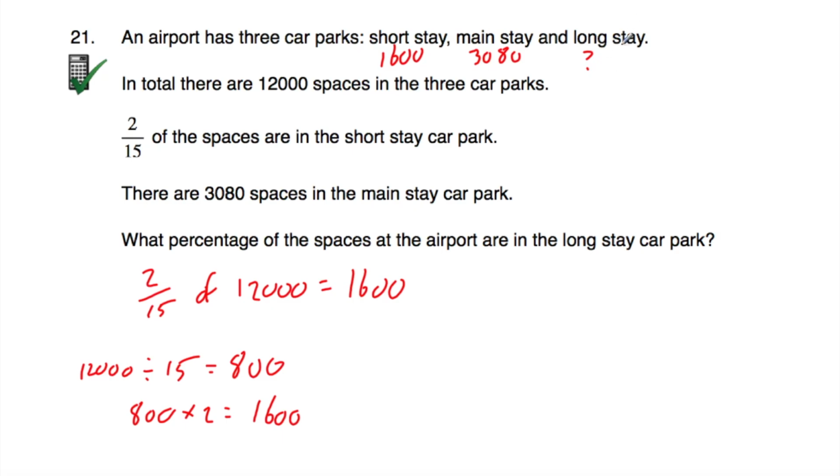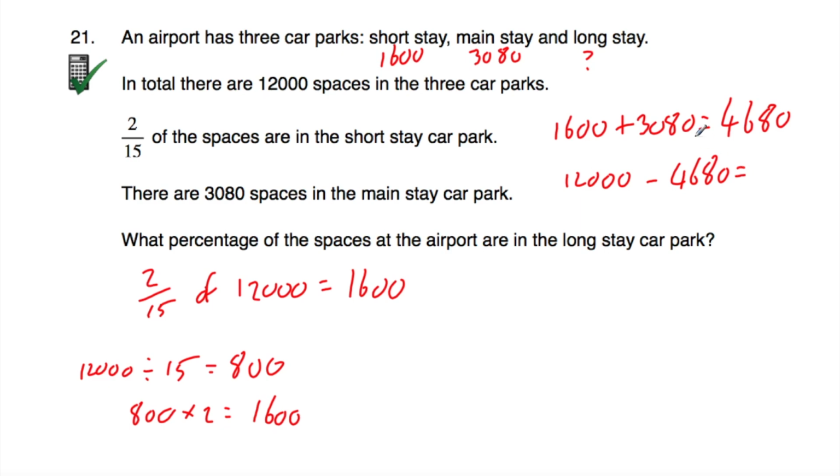So let's work out how many spaces are in the long stay car park to begin with. So let's add together how many spaces are in these two car parks, the short stay and the main stay, and then take it away from 12,000. So 1,600 plus 3,080 would be equal to 4,680. And then if we do 12,000 take away the 4,680, what's left will be how many spaces are in the long stay car park. So 12,000 take away 4,680 is equal to 7,320. Okay, so we now know how many spaces are in the long stay car park.